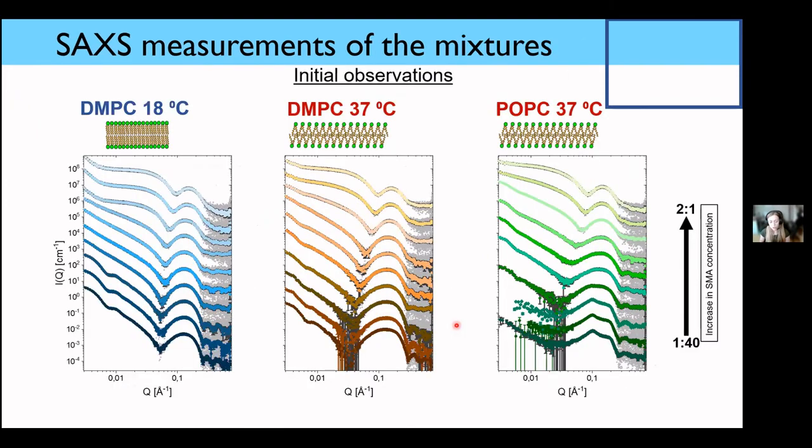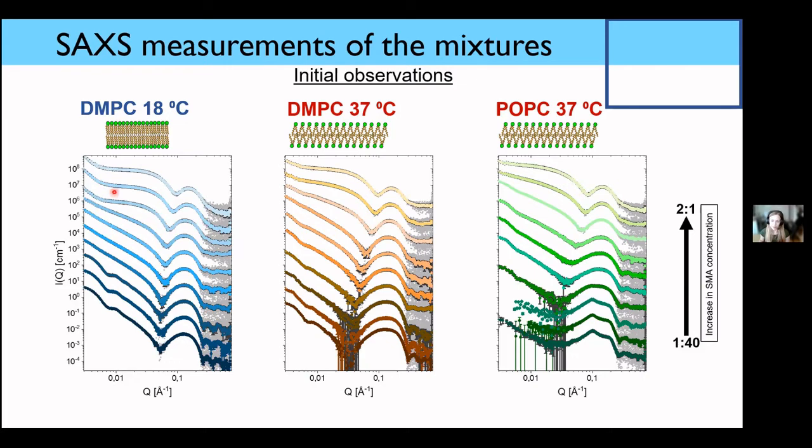Now moving on to the measurements of the mixtures, I first just want to point out that these curves have been scaled. They've been logarithmically scaled here. If I had plotted them all in the same plot without scaling them, they would very much overlap. We would not have been able to see all of them, which is why it's presented in this way.